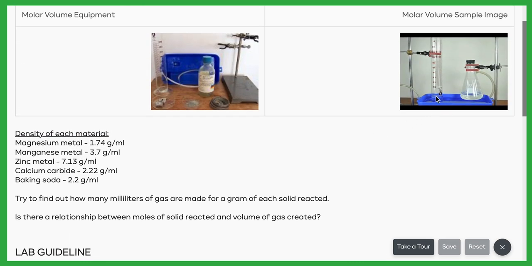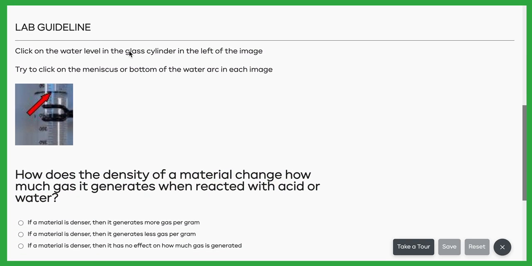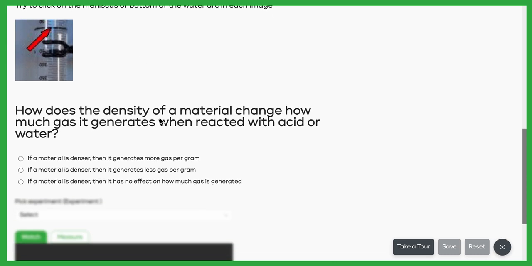Notice that you've got this thing called a pneumatic trough. We do the reaction in the beaker on the right. Gas bubbles through the tube, under the water, and then up into this upside down graduated cylinder that will then collect the gas. So the goal is going to be clicking on that water level in the upside down graduated cylinder. That's going to allow you to measure how much gas is collected.